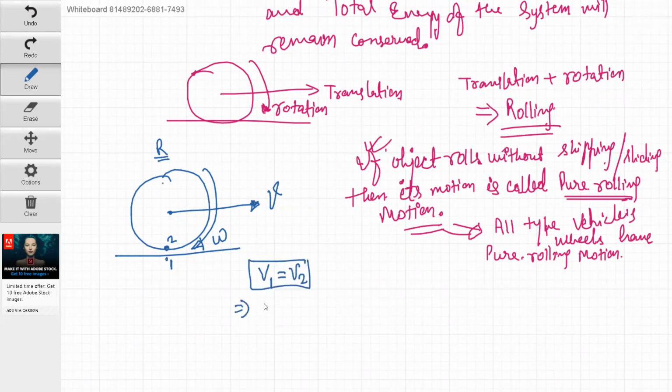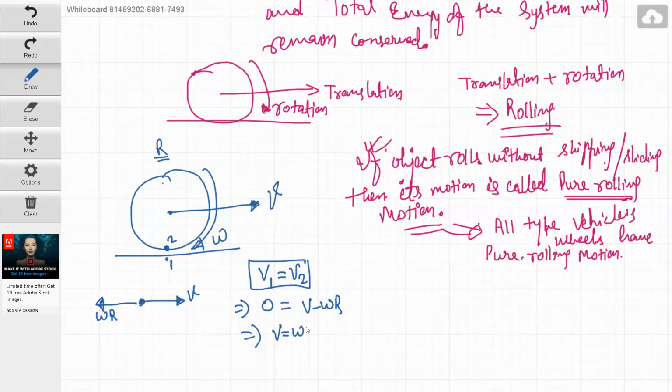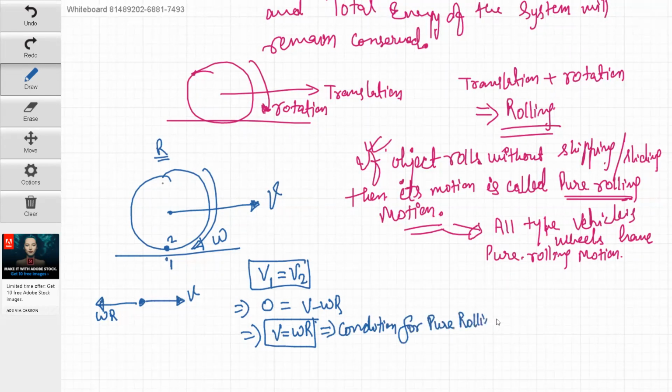What is the velocity of one? Can you tell me? 0. And what is velocity of two? Point 2 will go in this direction with v velocity, and it will move in backward direction with omega r. So net velocity of 2 will be equal to v minus omega r, so v is equal to omega r. So v is equal to omega r is the condition for pure rolling motion.